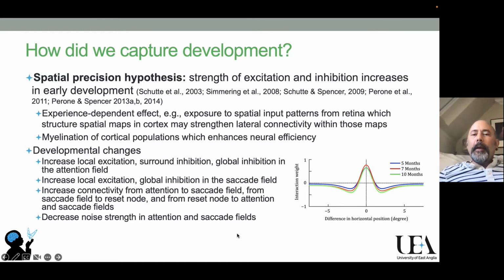Okay, so we turned up the gain on excitation and inhibition, and that's how we were able to simulate development. So literally, we take a 5-month-old model with lots of noise and weak excitation and inhibition, and then we turn up the gain on excitation and inhibition to create the 7-month-old, and turn up the gain even farther to create the 10-month-old. And all those parameter changes are actually shown in the Iowa simulator that you can find online.